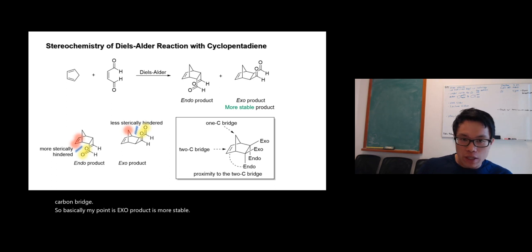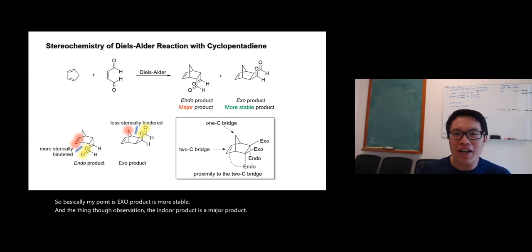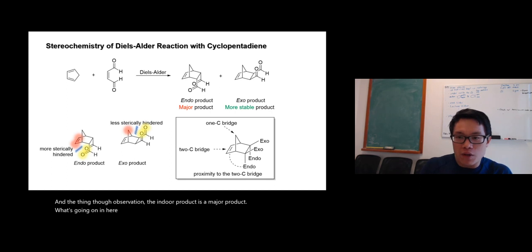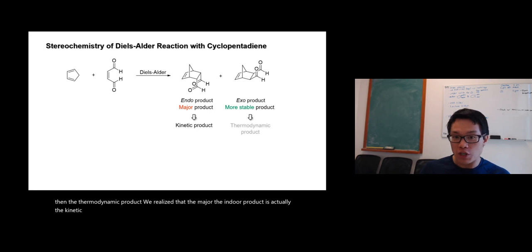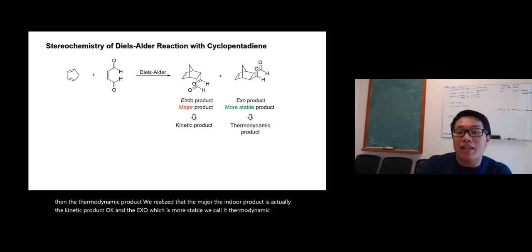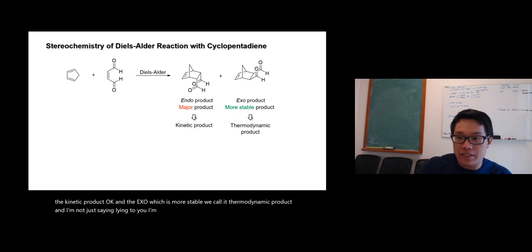But here's the thing, the observation: the endo product is the major product. Voila. What's going on in here? Well, it's nothing new. If you remember the kinetic product and the thermodynamic product, we realized that the endo product is actually the kinetic product, and the exo, which is more stable, we call the thermodynamic product. And I'm not just making this up.